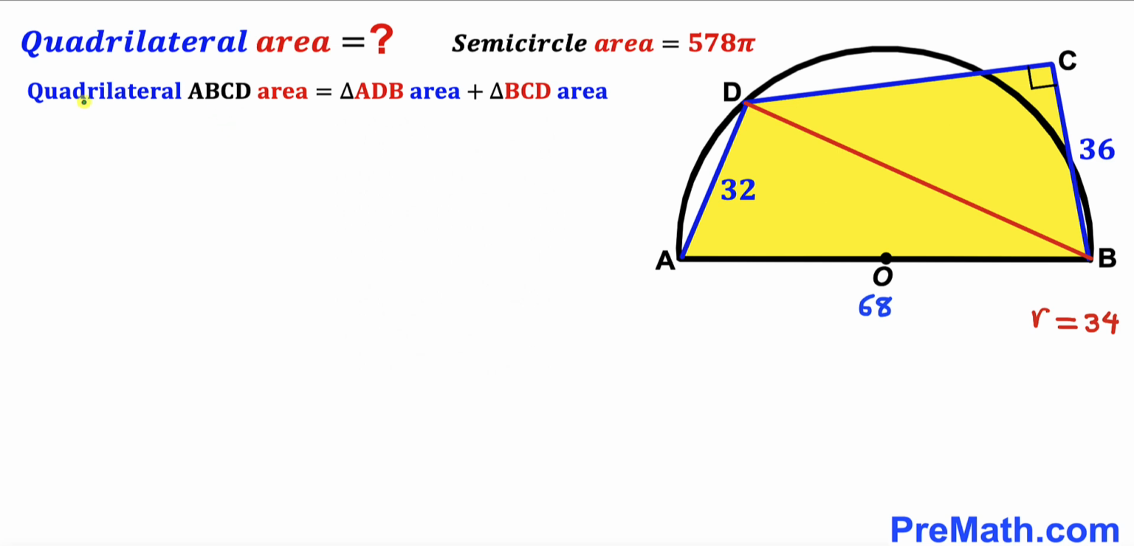And now let's make an observation. We can see the area of this yellow quadrilateral ABCD is going to be equal to the sum of these 2 areas. The area of this triangle ADB, plus the area of this other triangle BCD. So therefore now our task is to calculate the area of this triangle ADB and the area of this other triangle BCD as well.